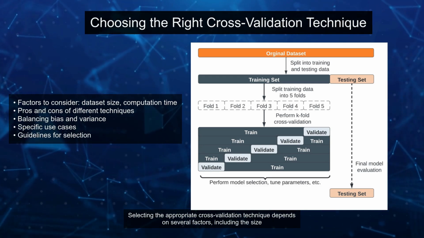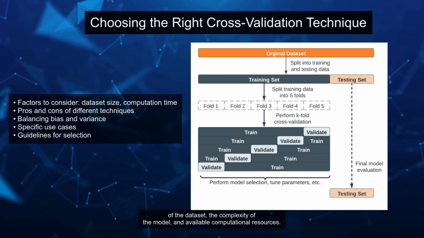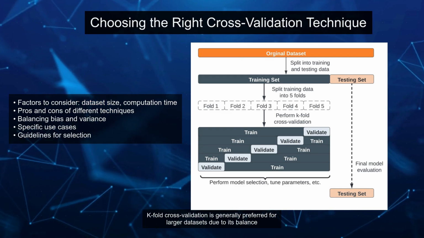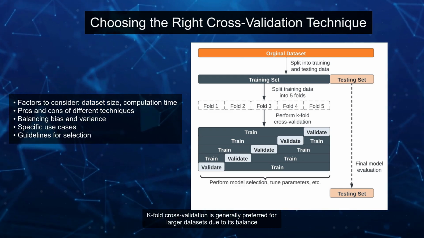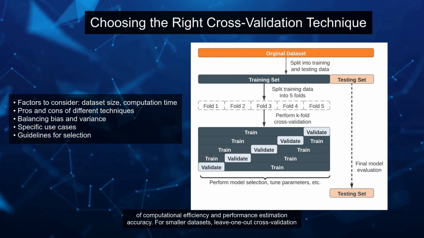Selecting the appropriate cross-validation technique depends on several factors, including the size of the dataset, the complexity of the model, and available computational resources. K-fold cross-validation is generally preferred for larger datasets due to its balance of computational efficiency and performance estimation accuracy.